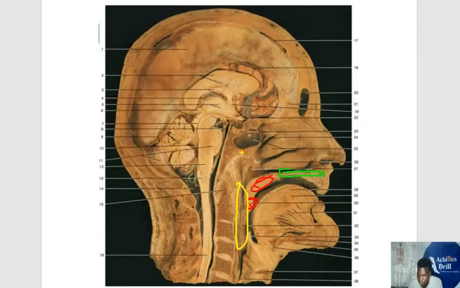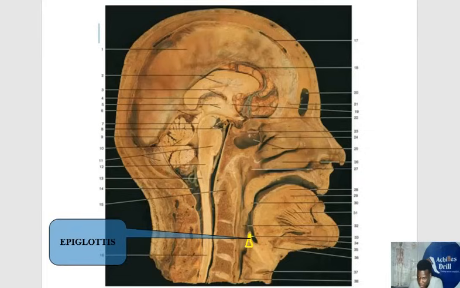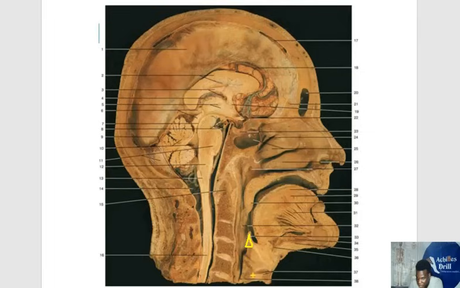That's the oropharynx, while behind here we have the nasopharynx. Okay, and we have this important cartilage here called the epiglottis. The epiglottis is right there, and it is basically forming the roof over the trachea. Whenever it closes, it covers the entrance into the trachea.